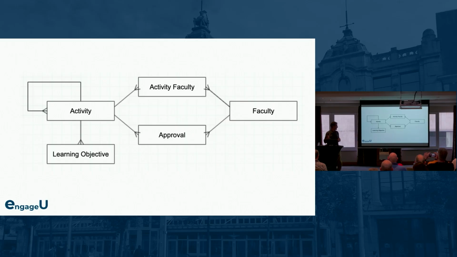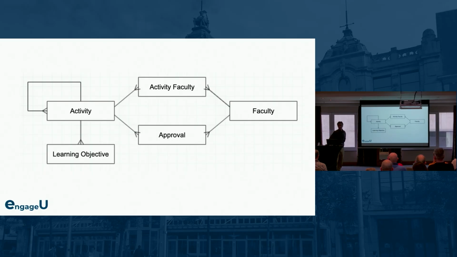There are faculty members, and for any one activity, one or more faculty members may be involved. So that's why we have that activity faculty join table. Some faculty are members of what they call an approvals committee. When an activity is proposed, the members of the approvals committee have to review the proposals, and either they approve them or they reject them. Those approvals or rejections we capture in the approval table, which is another join table.